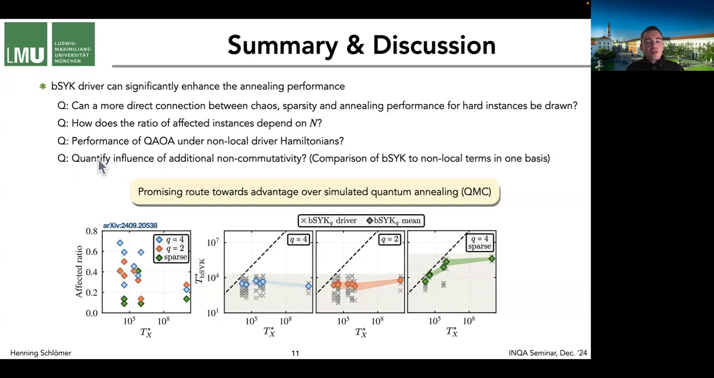And lastly, it would be interesting to really quantify and disentangle the effects of non-locality and this additional non-commutativity that we have in the bosonic SYK Hamiltonian, and compare this to non-local terms which are just in one basis. So let's say sigma x terms, which we simply add in a Q-body fashion. Just to conclude, I think this is a really promising route towards gaining advantage over simulated quantum annealing and quantum Monte Carlo approaches, and hopefully also something that can be implemented in the near future on logical qubit machines with, say, 100 qubits.